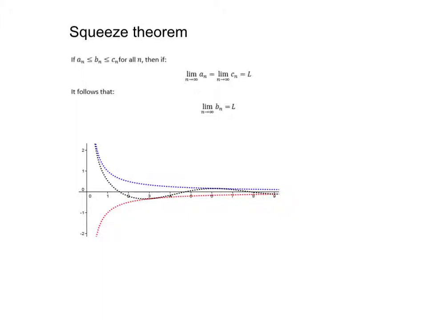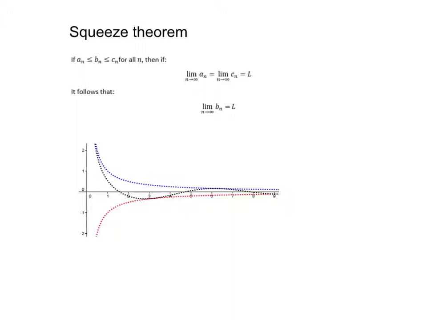Then it follows that if I have a limit for a_n and c_n, and it's equal to L, the same one, you can see that both of these are going towards 0, then I can conclude that b_n will always go to that limit. So in this case, b_n will go to 0. It's a sandwich, right? We have a_n here going towards 0, c_n here going towards 0, and since this one is always in between, it must also go to 0. That's simply the squeeze theorem.